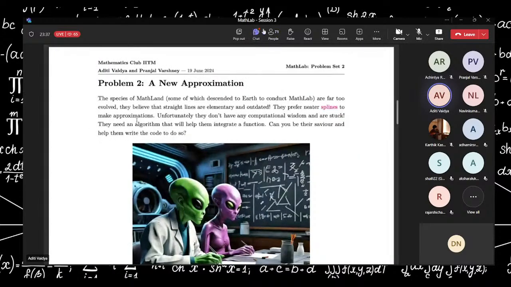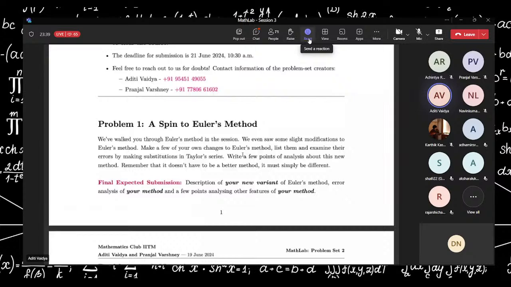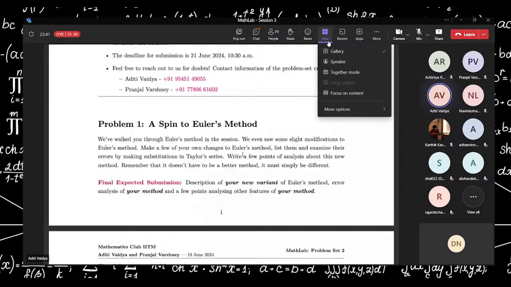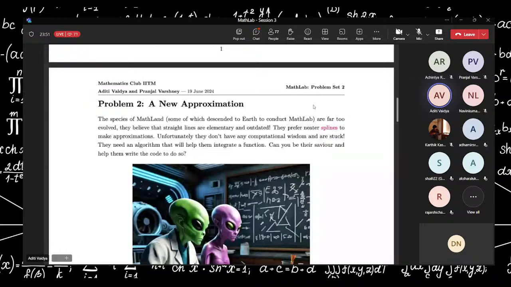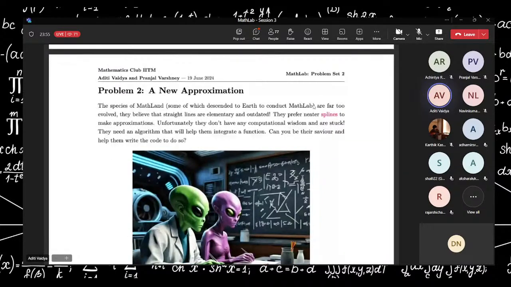So question 1: a description, error analysis is optional, and a few points regarding anything new about your method, good or bad, doesn't matter, just 1 or 2 points about that. For problem set 2, a spline basically refers to some kind of a polynomial. Simpson's also does that for your parabolas, but you can explore beyond that.